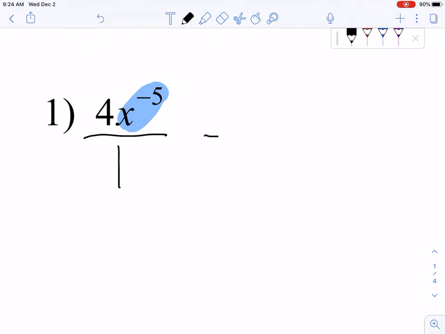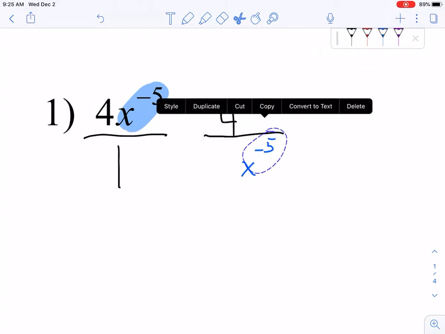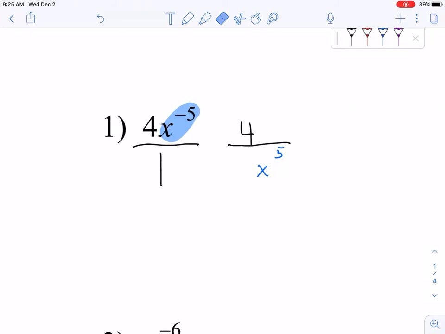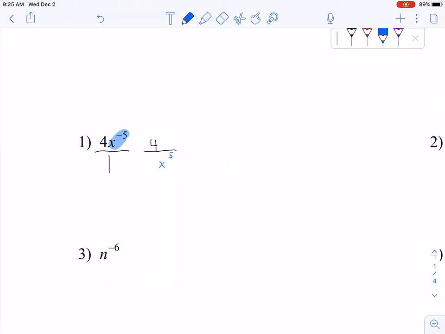I'm going to write another fraction bar, and I'm going to go piece by piece. So my 4 doesn't need to move. He's happy where he's at. But this x to the negative fifth is unhappy upstairs. And so what happens is if I take him and I move him downstairs, this is x to the negative fifth. This is x to the positive fifth. So as soon as it crosses that fraction bar, it becomes positive because now it's happy. It's in the right place.